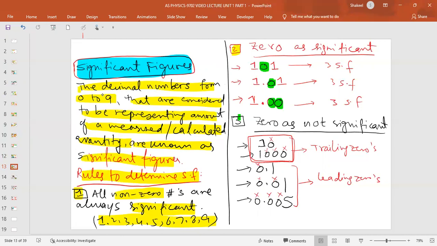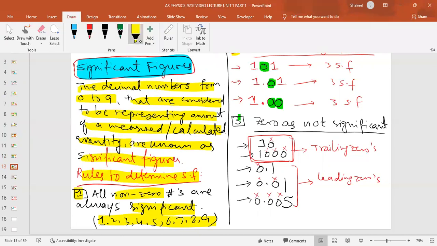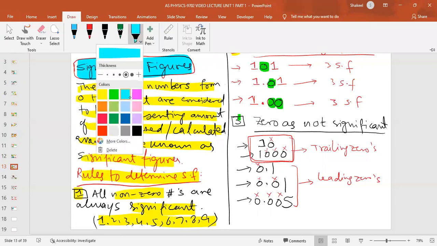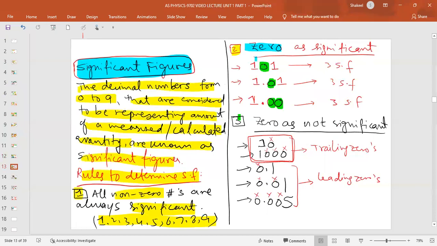The second one is 0, which is actually a troublemaker. So 0 sometimes is significant and sometimes it is not significant. When 0 is between two non-zero numbers, it is significant. When 0 is between two numbers with a decimal, it is significant. And when zeros are at the end with a decimal and a non-zero number behind them, then those zeros are also significant. So that's why this is having 3 sig fig, 3 sig fig, and 3 sig fig.